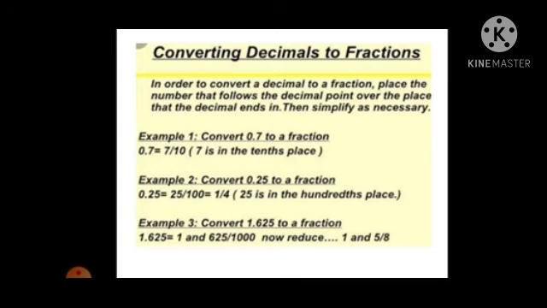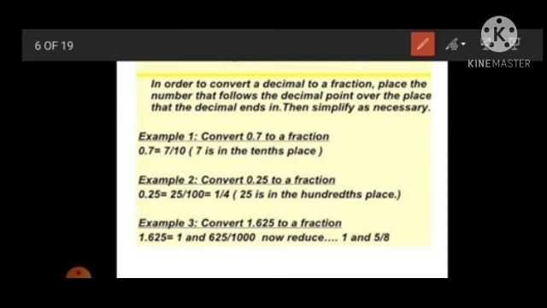See here, we learned in a previous video about decimal numbers and decimal places. After the decimal point, the first place is tenth, second is hundredth, third is thousandth. For a first example, convert 0.7 to a fraction. After the decimal point, how many digits? 1 digit, and it is the tenth place. So, 7 by 10.